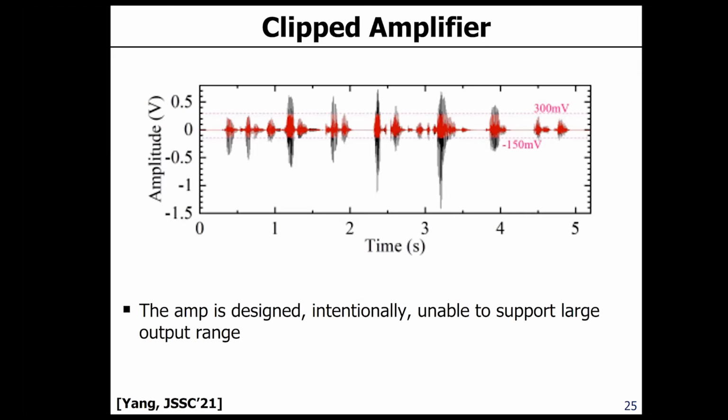It amplifies all the way to the top and bottom. But what we did is make an asymmetric clipped amplifier. It goes only up to 300 millivolts on the positive side, and only down to minus 150 millivolts on the negative side. So that's a fairly improper design by a regular designer's eye. But it turns out it works fine and saves a lot of power.